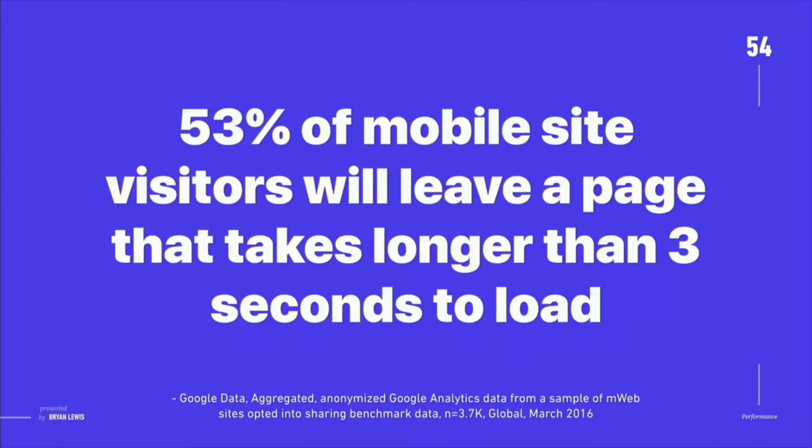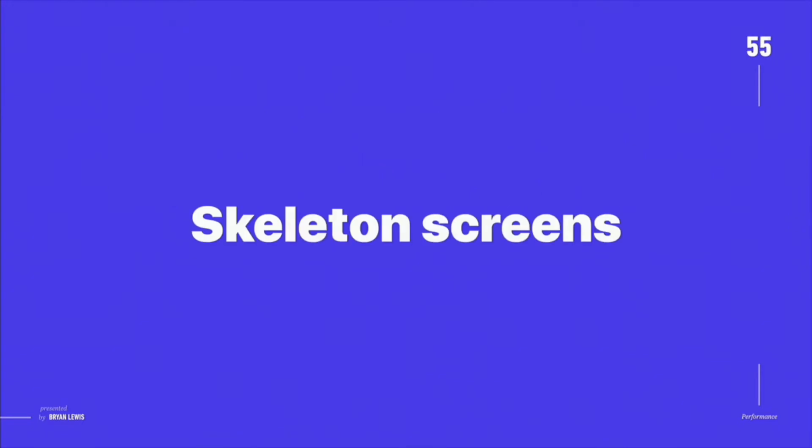53% of mobile site visitors will leave a page that takes longer than 3 seconds to load. That's according to a study done by Google. So if we can't get a view loaded in 3 seconds, what are some things that we can get in there in the meantime? One possible solution is one you've probably already seen in some applications that you have on your phone right now. And it goes by a few different names, but while I was researching, I found that most commonly it's referred to as a skeleton screen.